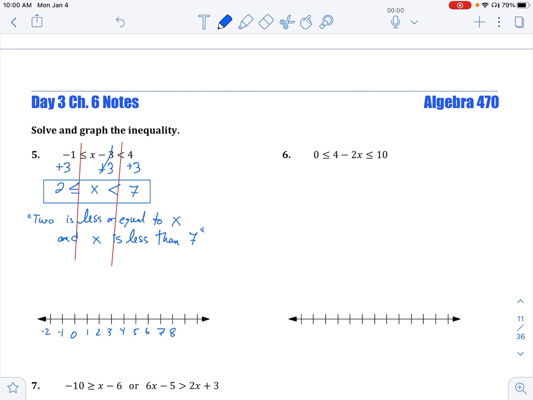And I need to graph the numbers. In this case, I'm going to remind you that this is an AND statement. We'd like to graph the intersection of this, or I want to graph all these numbers that are between 2 and 7. So I'm going to go closed at 2 because it was or equal to. I'm going to go open at 7 because it's less than 7. And I'm going to just be shading these numbers that are between 2 and 7.